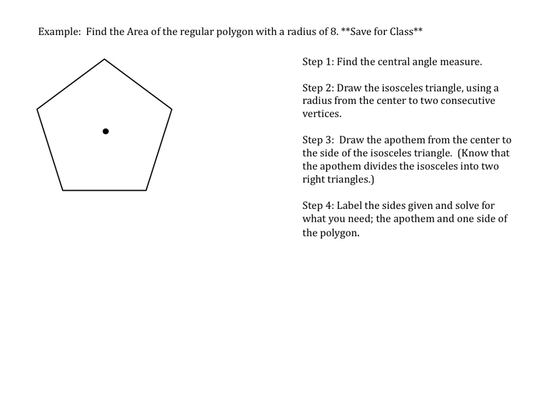And then we have one last example that we're going to put in our notes, but we are going to save this for class. So if you would, go ahead and write down the question, draw out the pentagon, and then write down these 4 steps. We're going to fill in everything else in class.